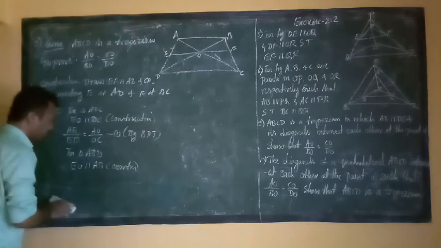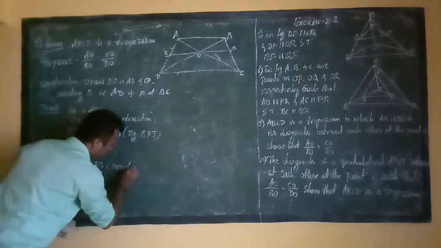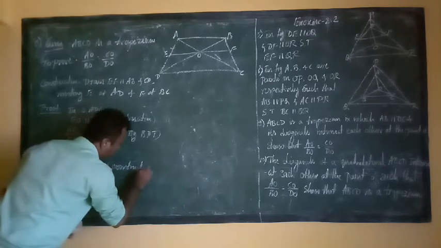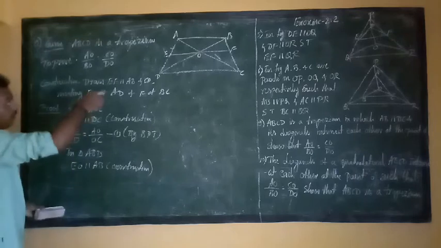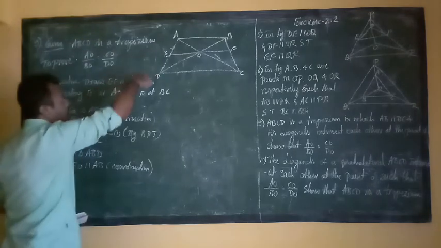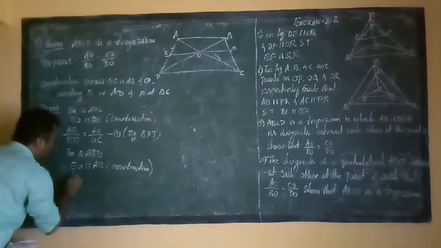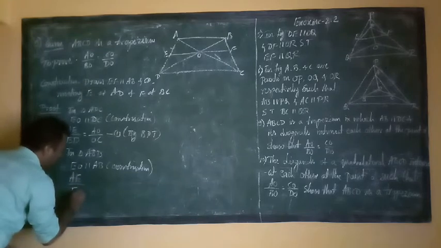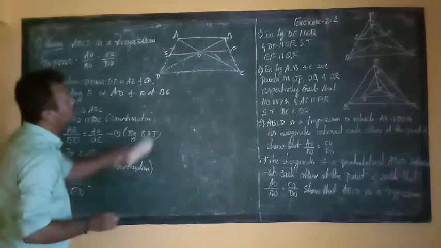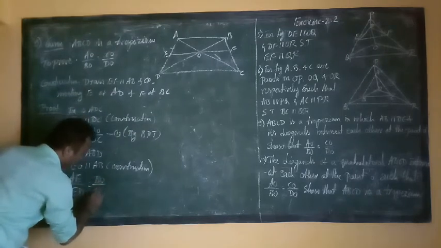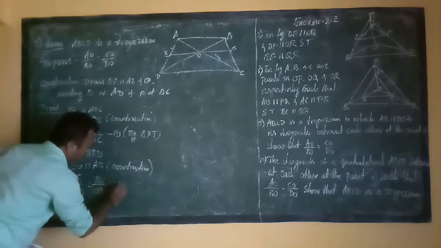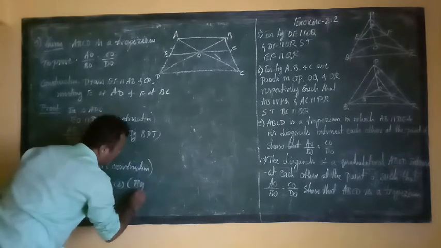EO is parallel to AB. We have to apply BPT again. AE by ED is equal to BO by OD. Equation number 2 by BPT.